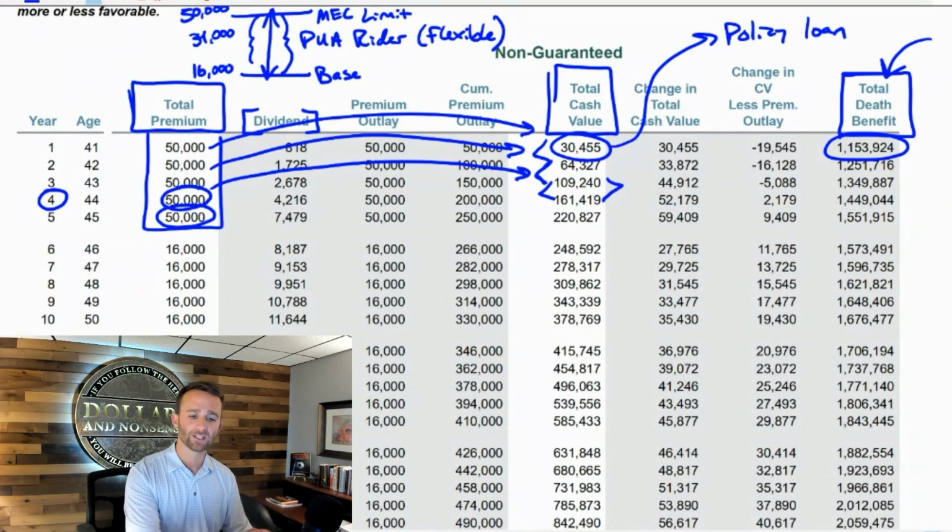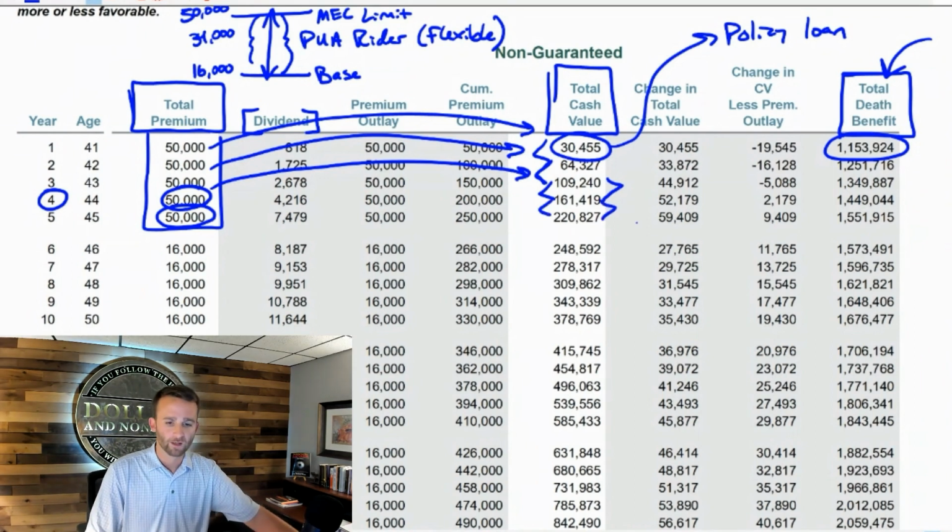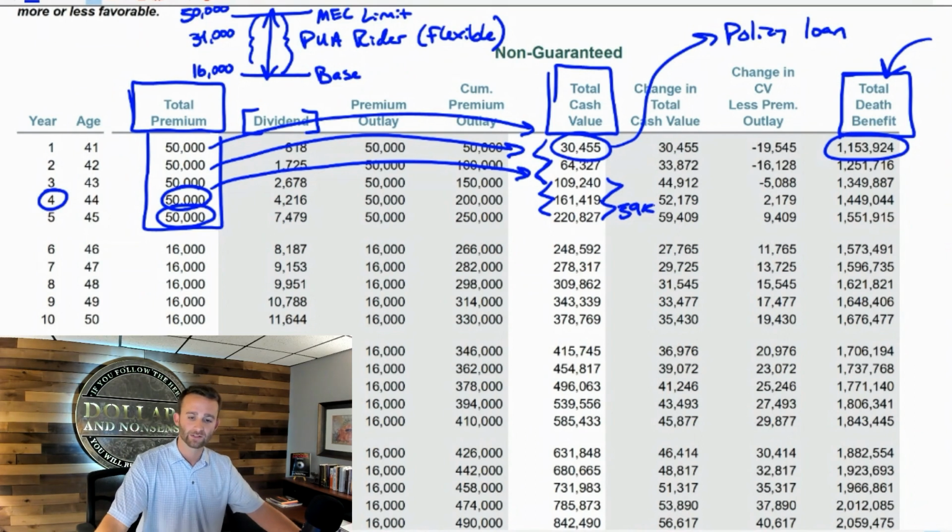So here in year 5 is the last year we're going to put in $50,000, and you'll notice the policy growth this year was right around $59,000. So we put in $50,000, and we've got $59,000 of cash value that we can borrow against and use to do IBC, which is really what we want.